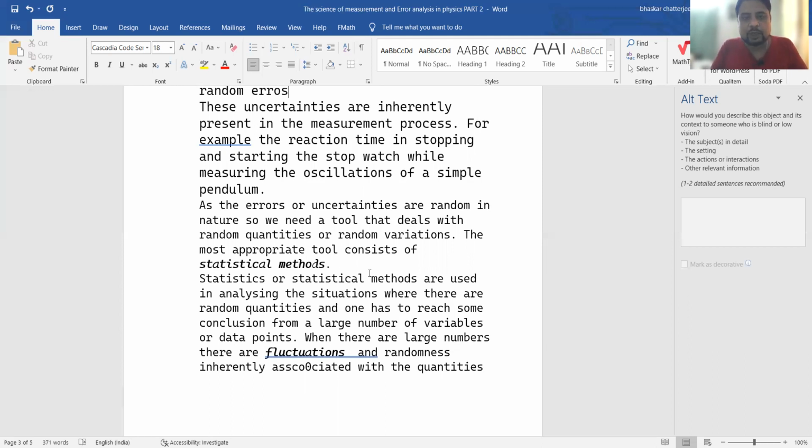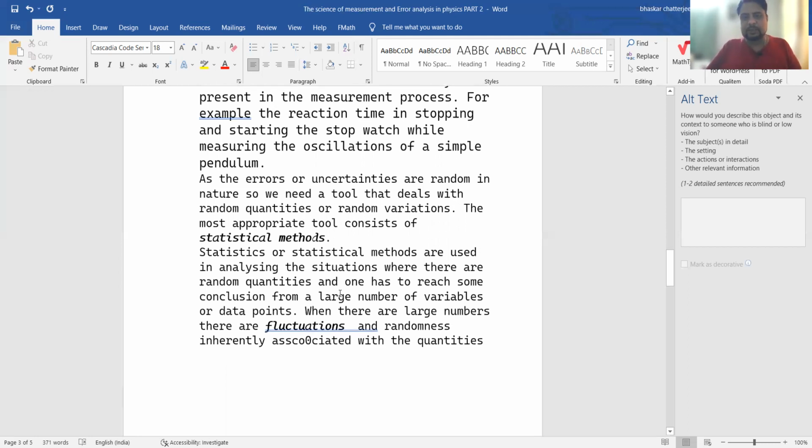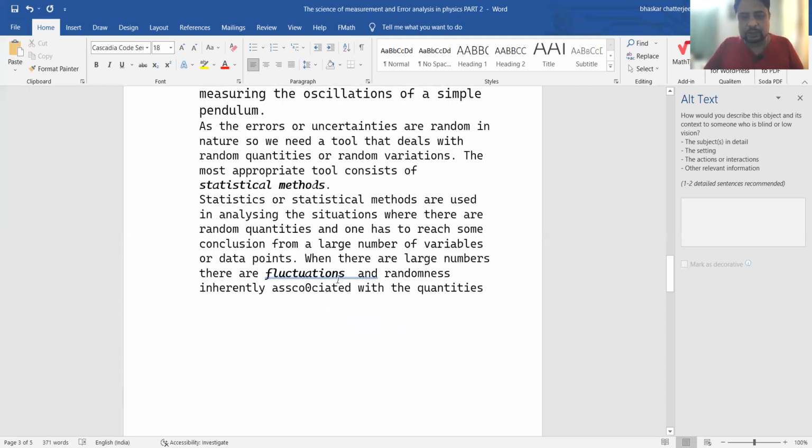Statistics comes into play when you have a large number of quantities, a large population, a large number of data points, a large number of measurements, anything. When you have this variety, this randomness, to analyze that situation we use statistical methods. Whenever there are large numbers of variables or data points to be studied, there are large fluctuations, large randomness, inherently associated with the quantities.